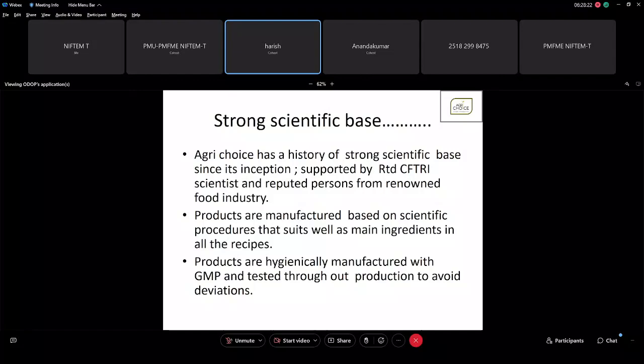Because their knowledge and legacy has been taken forward, we could meet some beautiful retired scientists who helped us get different types of flours in a scientific way. See, there are certain organized and unorganized sectors. I don't want to blame any sector; we respect all the sectors the way they are. Organized sectors definitely go with some scientific background. So we produce flour, but we produce it in a scientific way.